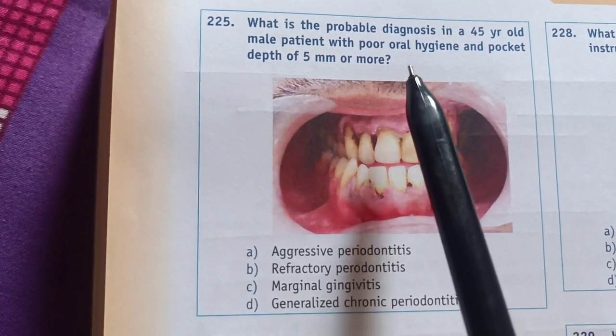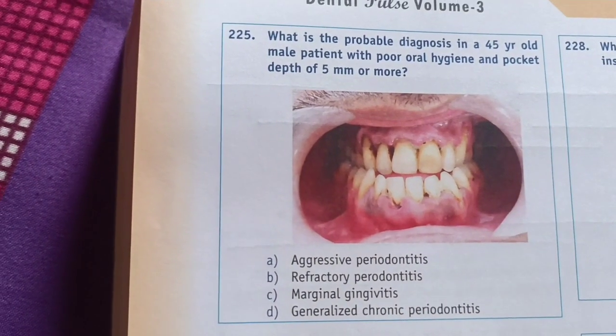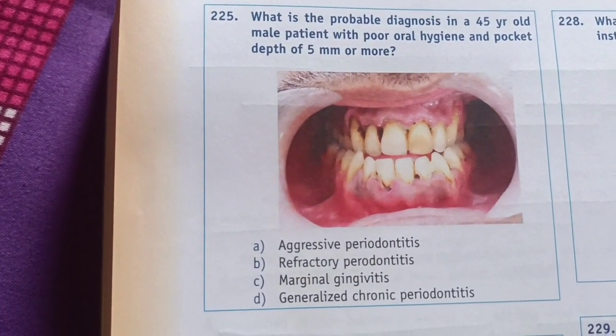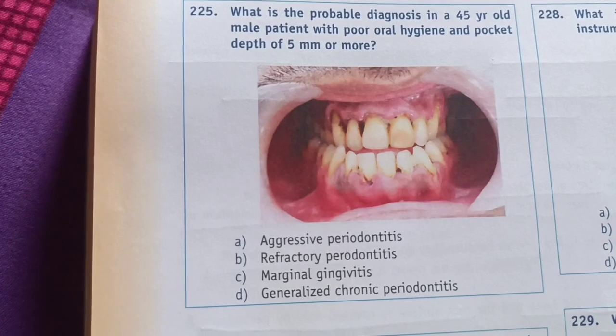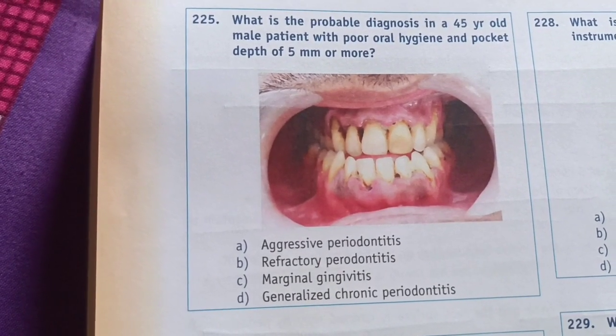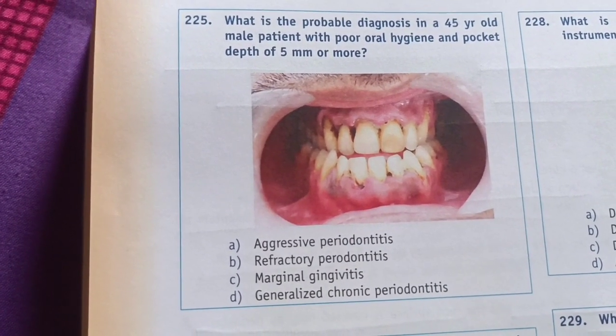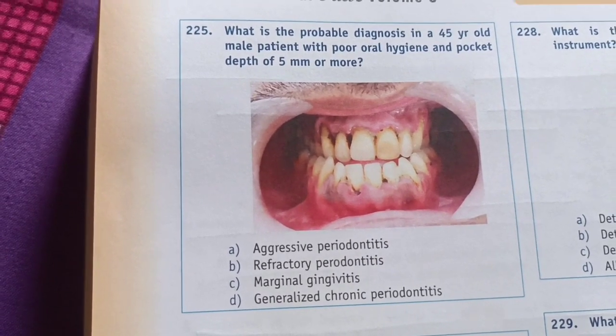Question is, what is the probable diagnosis in a 45-year-old male patient with poor oral hygiene and pocket depth of 5 mm or more? The options are aggressive periodontitis, refractory periodontitis, marginal gingivitis, generalized chronic periodontitis.